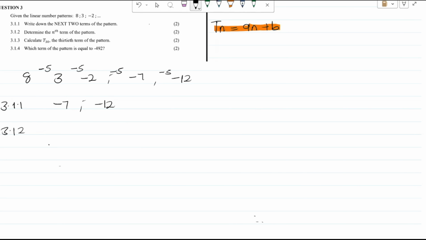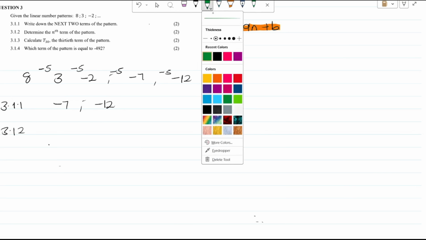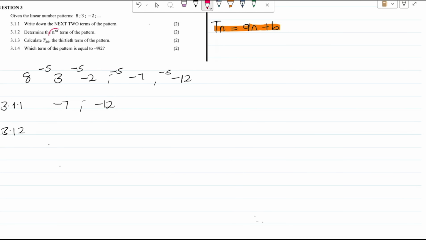3.1.2 says, determine the nth term. In our previous video, I said that when they say the nth term, they mean the general term, or what we are calling the formula or the rule, right? Sometimes they can say determine the general term, or determine the nth term of the pattern. For this one, since we are using this formula, you can just rewrite the formula before you start solving the equation.